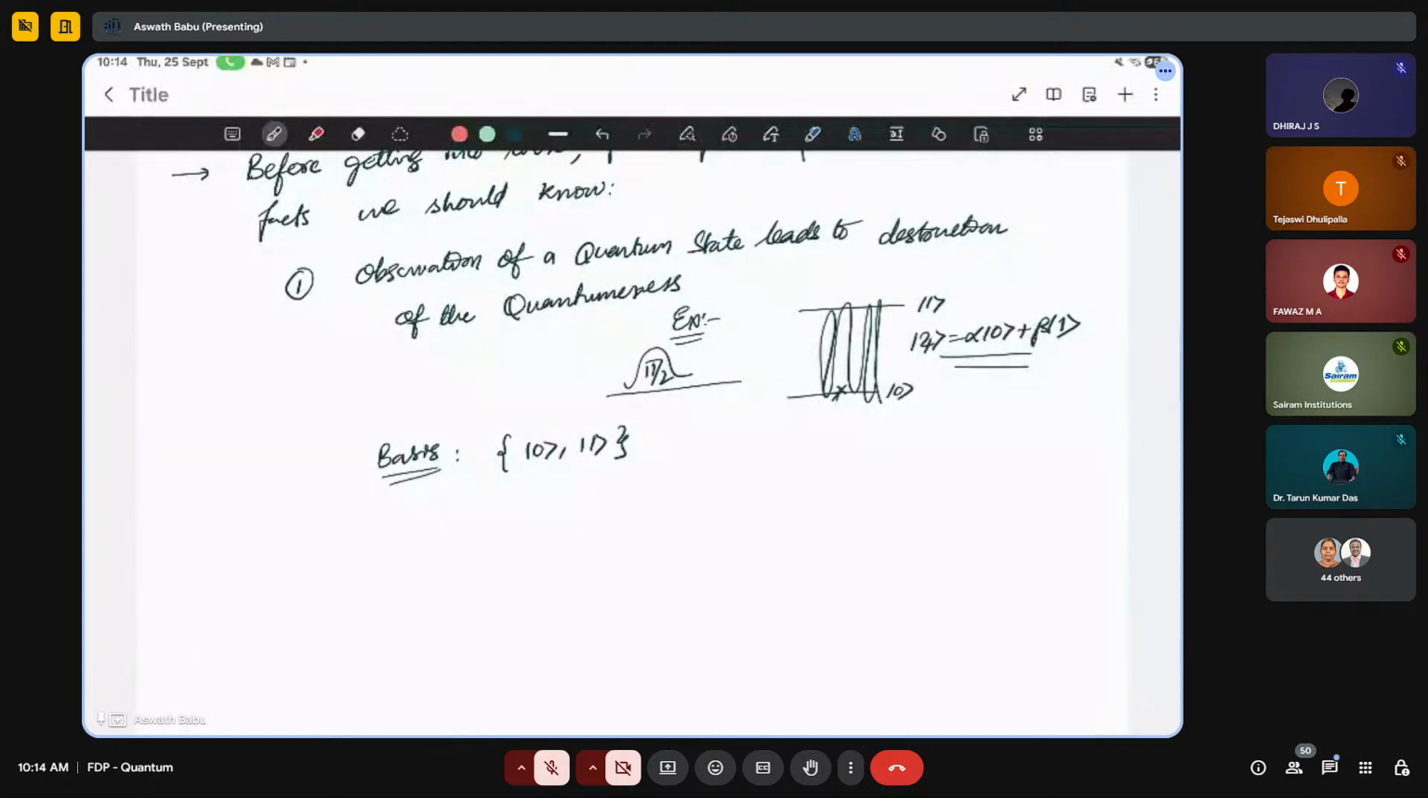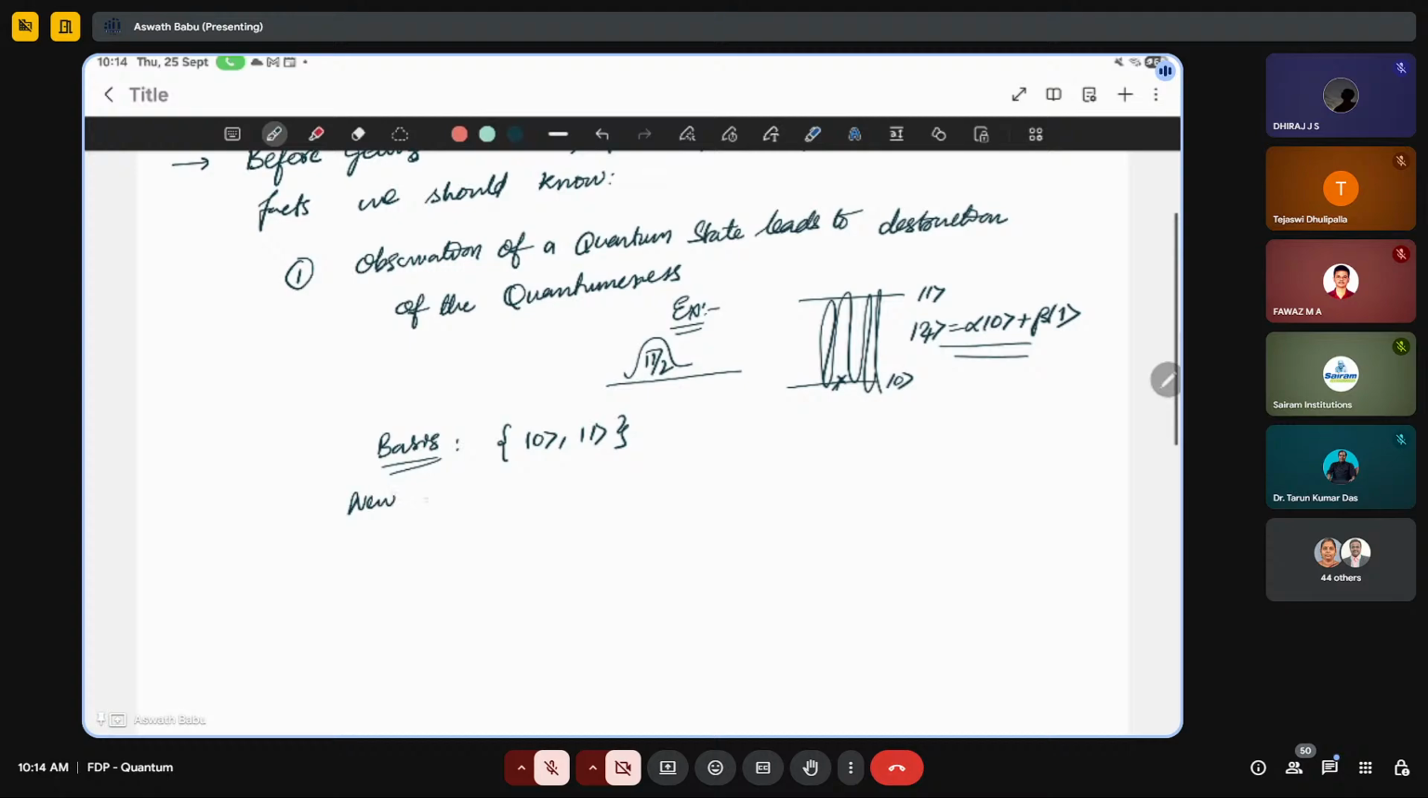Using the same basis elements you can construct a new basis, which is plus ket and minus ket. We also encountered this yesterday. What is plus ket, by the way? 0 ket plus 1 ket divided by square root of 2, an equal superposition. Minus ket is 0 ket minus 1 ket divided by square root of 2.